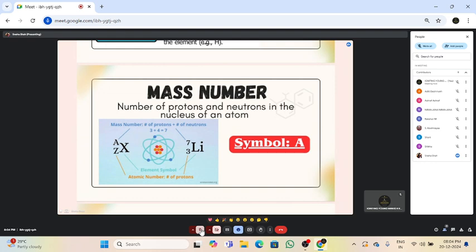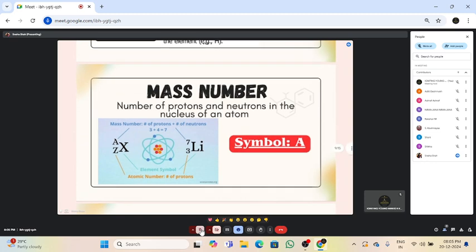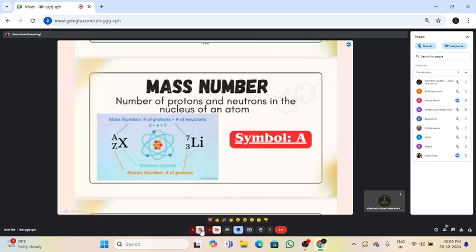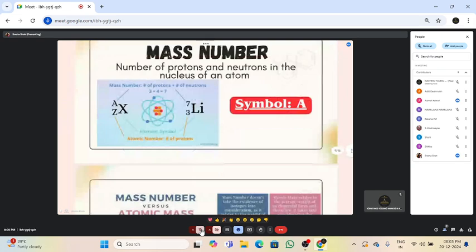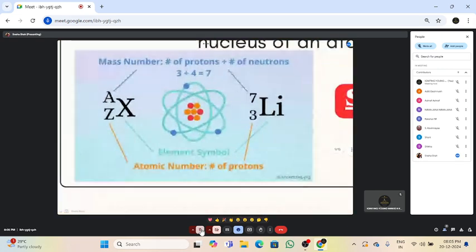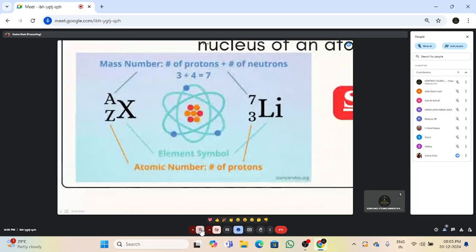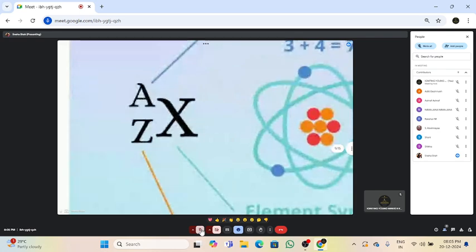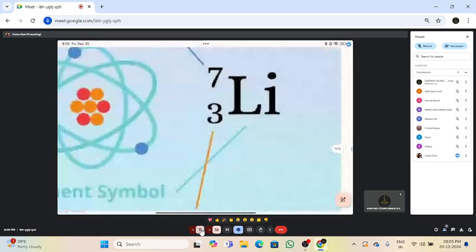Mass number, I use the word number because it is the number of protons and neutrons. It is not specifically the mass of protons and neutrons. The total number of protons and neutrons in the nucleus of an atom is called its mass number. This is how you represent a symbol with its mass number and atomic number. You write the symbol of the element. On the upper left corner, you write the mass number, and below it the atomic number, that is A and Z, and this is how it is represented.